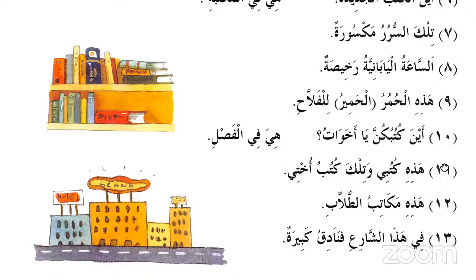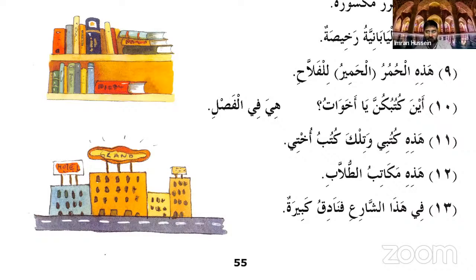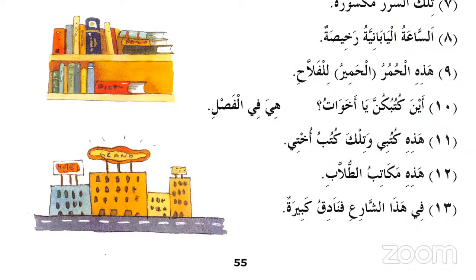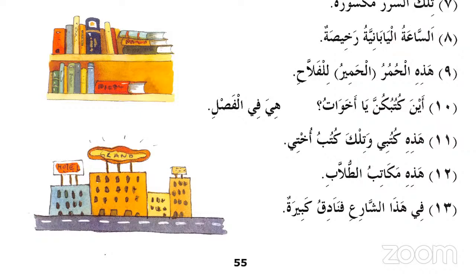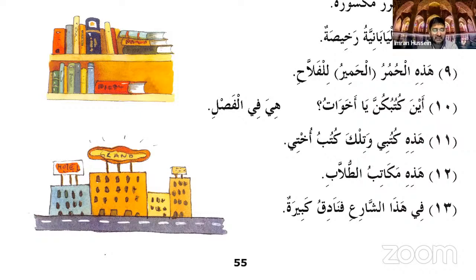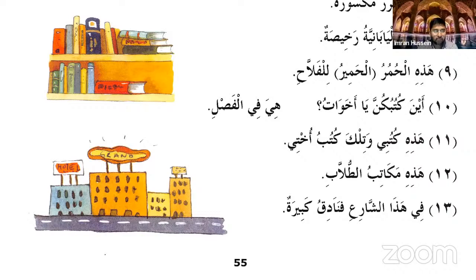11. Yes, Maulana. Bismillahirrahmanirrahim. Hazihi kutubi wa tilka kutubu ukhti. These are my books and those are my sister's books. Correct. Hazihi makatibu tulabi. These are students' books. No. Makatib is desks. These are the student desks. Oh, I'm sorry, desks. Right. Jazakallah. Thank you. Sister Zaidam Nadri, can you continue from number 13?